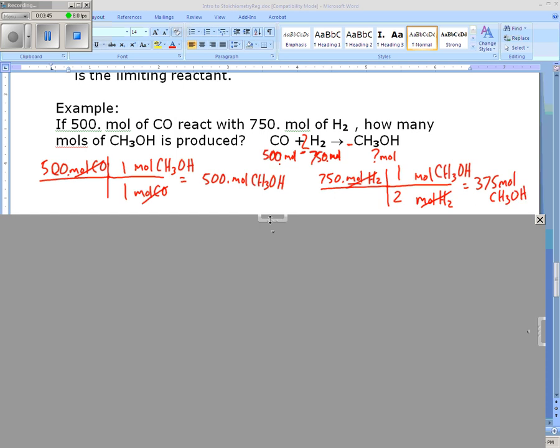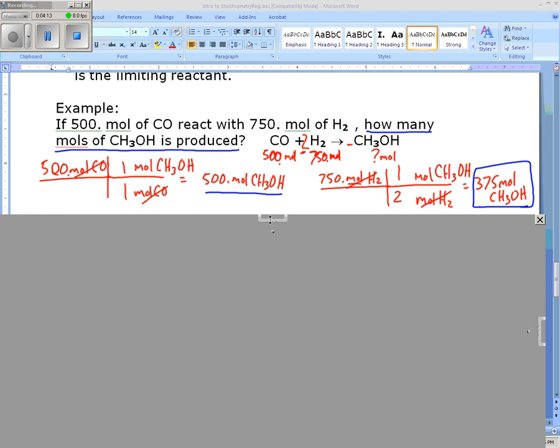Okay, at this point, we have the answers and can figure those out. But we are not done, so please do not leave it. My question is, how many moles of methanol are produced? We go with the least. We have 500 moles of methanol in that calculation and 375 moles in this one. We go with the least, so that is how much methanol is produced.